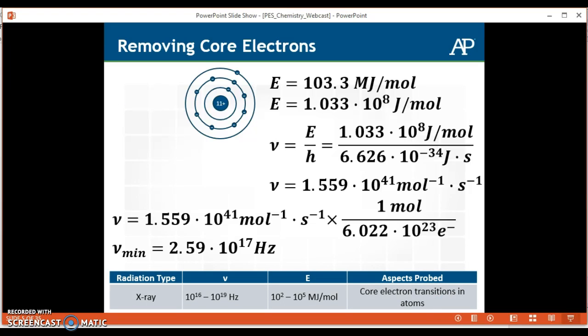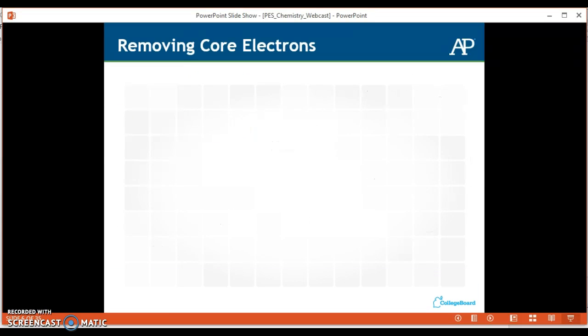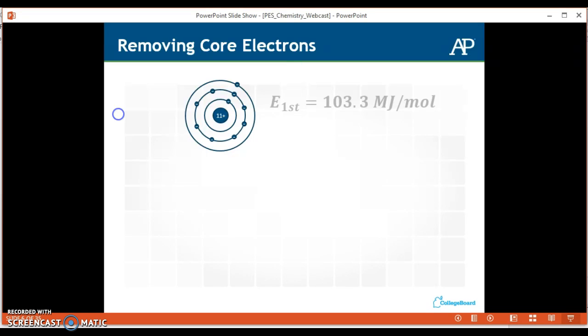And this is just an equation using experimental data: much of those core electrons will require X-ray radiation. So the energy that is provided in PES is usually UV or X-rays.